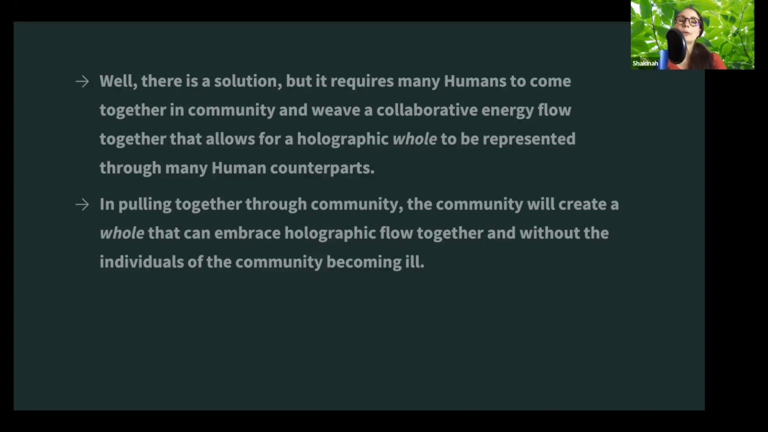In pulling together through community, the community will create a whole that can embrace holographic flow together and without the individuals of the community becoming ill. So, in other words, when we come together in an ascending community, we're less likely to become ill as individuals.